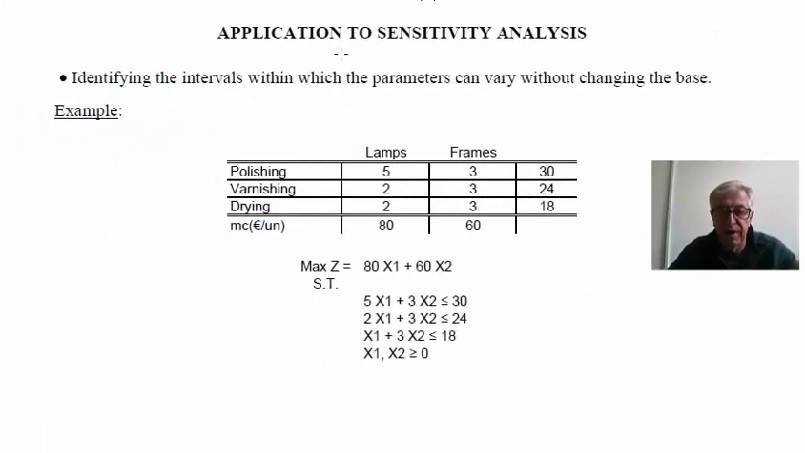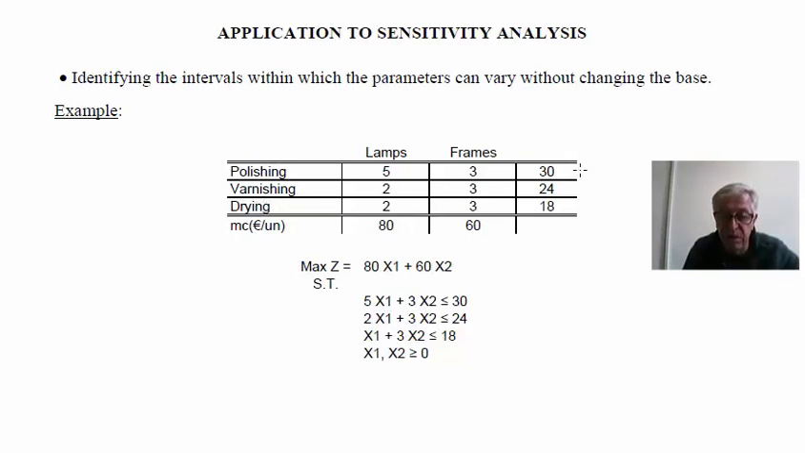So let's consider now the application to sensitivity analysis. To do this, we have a study example that we present here. The data involves two products, lamps and frames, which provide contribution margins of 80 euros per unit and 60 euros per unit, respectively, and three departments: a polishing department, a varnishing department, and a drying department.